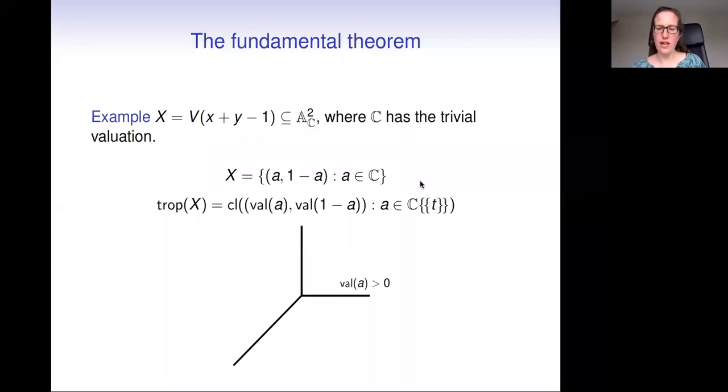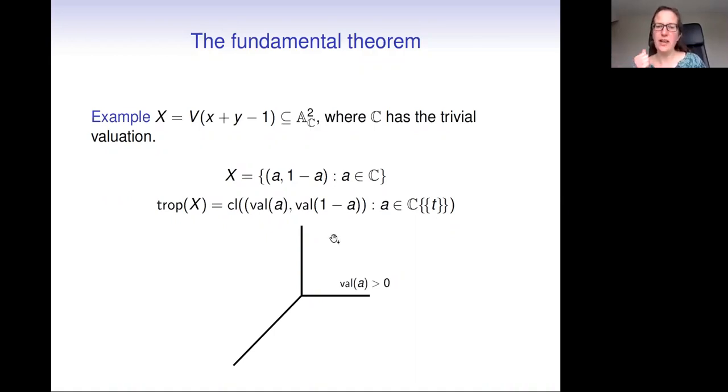However, on the previous slide, and I think this is the answer to Carl's question, we said if my valuation was trivial, I had to take a field extension with a non-trivial valuation. And I've just chosen the Puiseux series as my choice for a field extension here. So when I apply the tropicalization, I'm going to look at the valuation of a, valuation of 1 minus a, when a is any Puiseux series. And then I might have to take the closure because Puiseux series only have rational exponents.